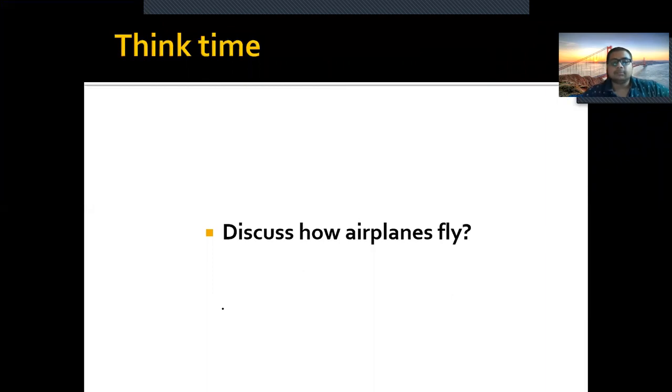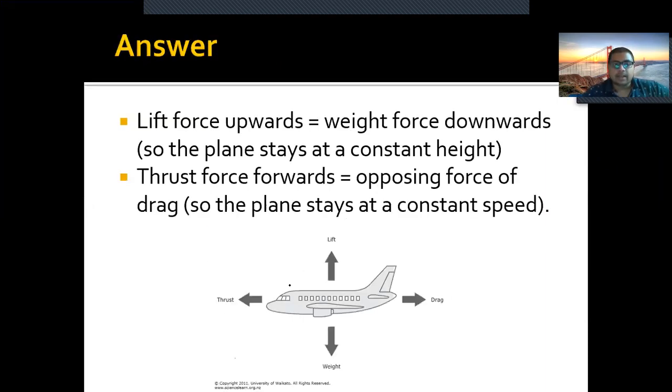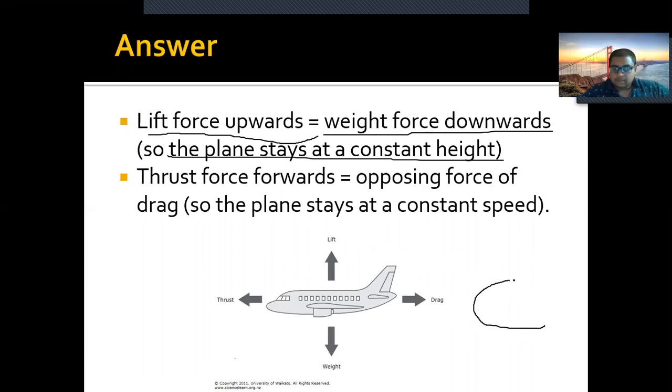Now let's discuss how airplanes fly. For airplanes, the lift force, which is upwards, is equal to the weight downwards. If this condition happens, the lift force and the weight of the plane are the same, then the plane stays at a constant height. So let's say this is our world over here, just to show you how aeroplanes travel, and this is our aeroplane here, like this box.